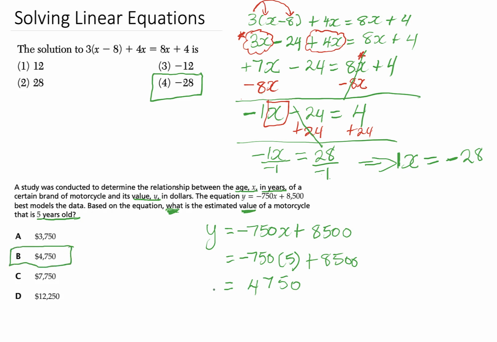Now, if this did not come on the calculator section, again, these numbers are pretty nice for arithmetic. A negative times a positive would give me a negative, and then I would go on the side and take 750 and times it by 5. That's 0, 25, carry the 2. That would give me 35 plus 2 is 37. So that would give me negative 3,750 that I now have to add to 8,500.